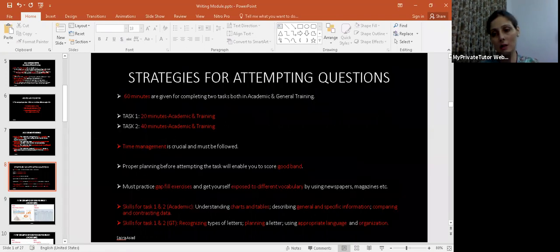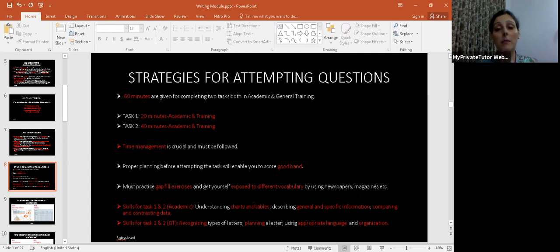Then strategies. How are you going to plan your attempt? You have only 60 minutes for both tasks, for academic as well as the technical or general training side. The 60 minutes are given for completing both. Task 1 is 20 minutes and task 2, the essay, is 40 minutes. So keep this in mind.